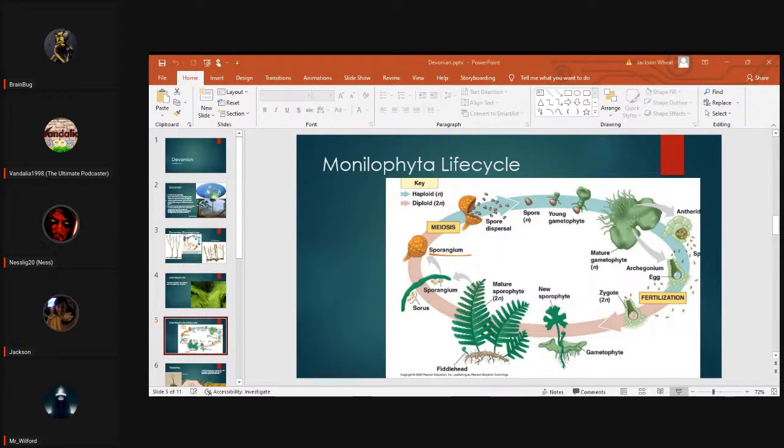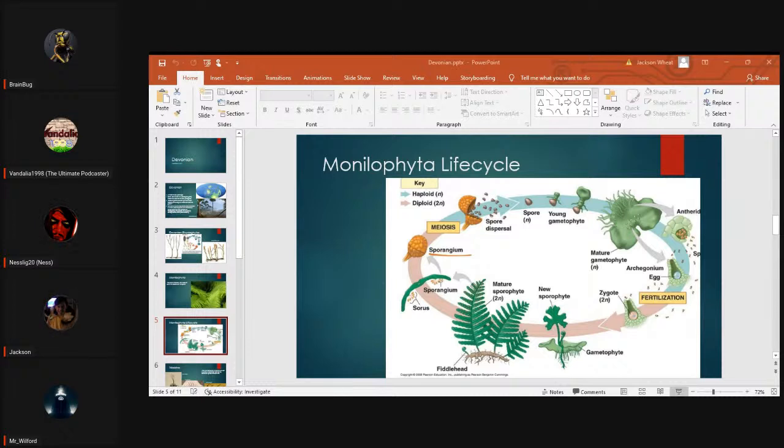So yeah, what you were seeing was the little heart shape thing on the top right, that is the gametophyte. Yep, that's the part that's down there in the soil. You couldn't see that. Then it makes the gametes. The gametes form the zygote. And then that forms the sporophyte, which grows out. And those big fronds that you see, that's the sporophyte. That's the diploid portion.